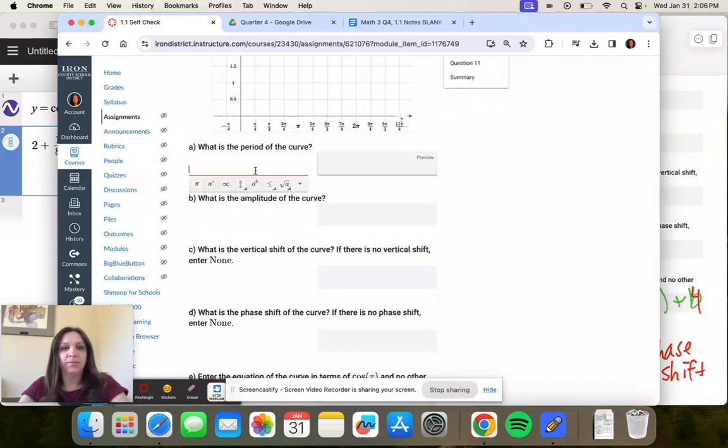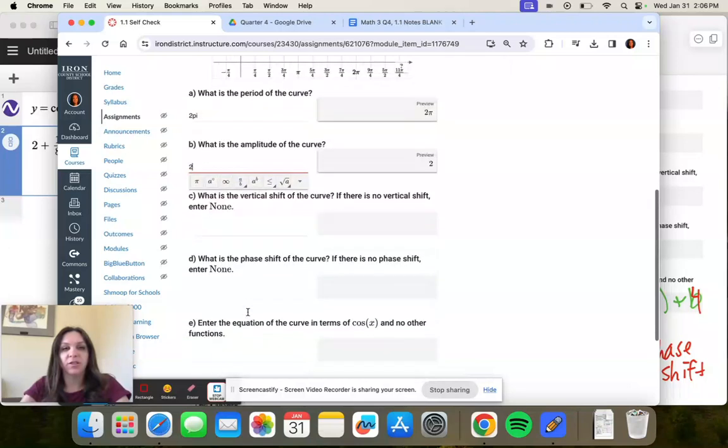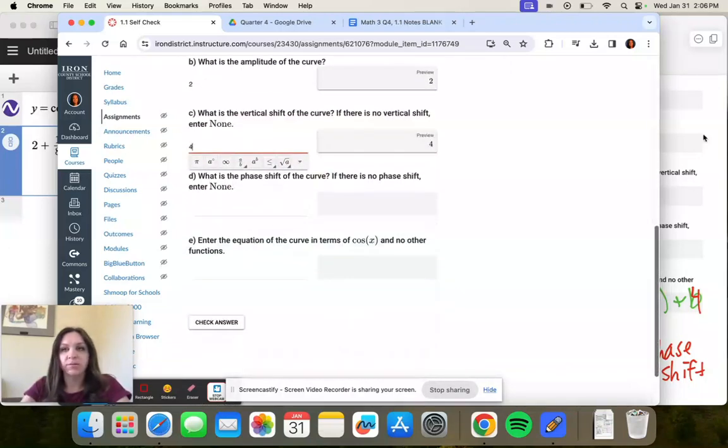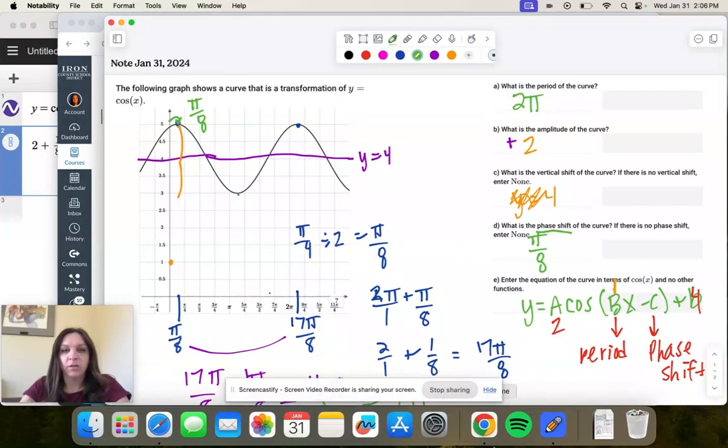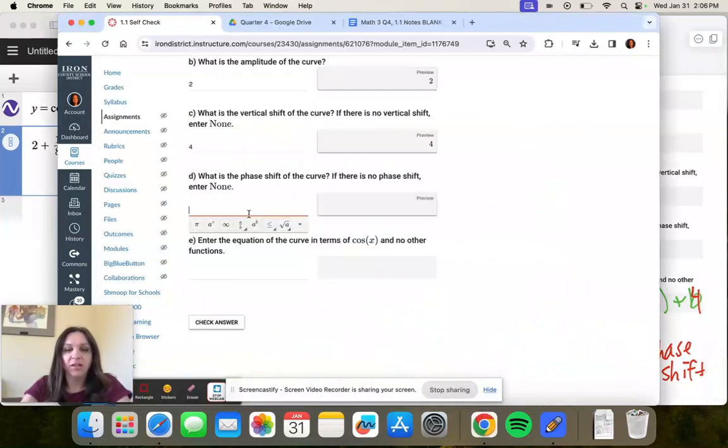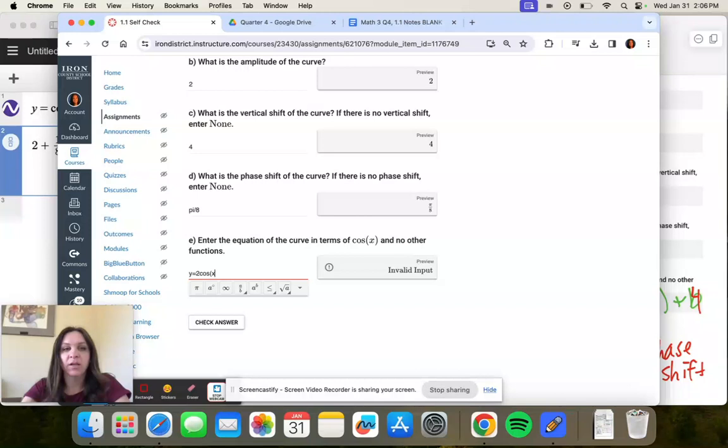So when we put our equation together, we have, let's type everything in. 2 pi. This time I'm going to remember the pi. Amplitude is 2. The vertical shift was 4. And then pi-8 was our phase shift, so let's put it all together. Y equals amplitude, cosine, B, which is 1, x minus C, which is pi-8 plus 4.